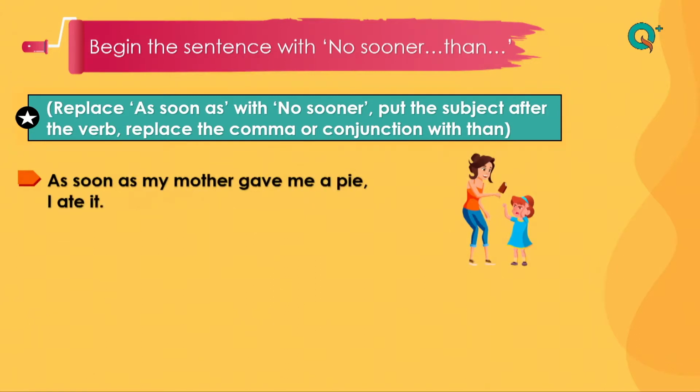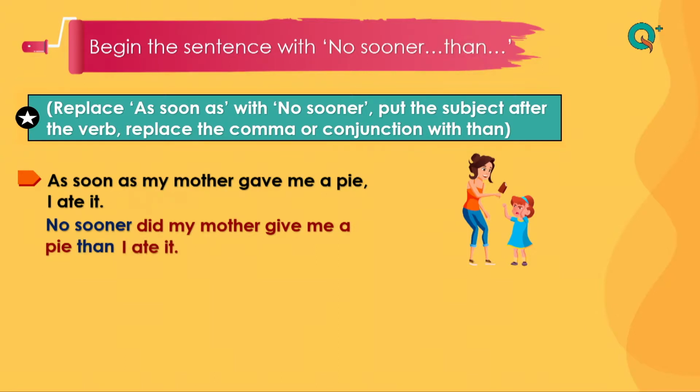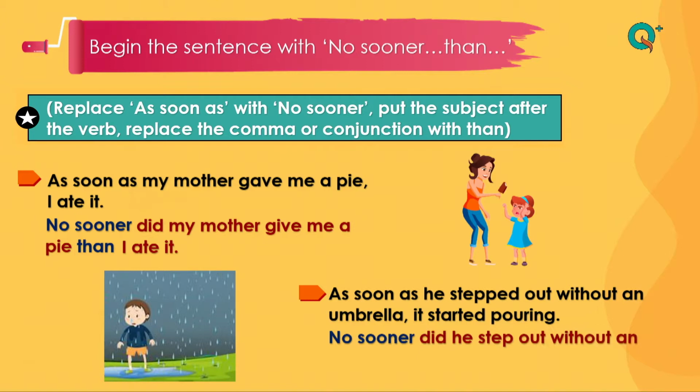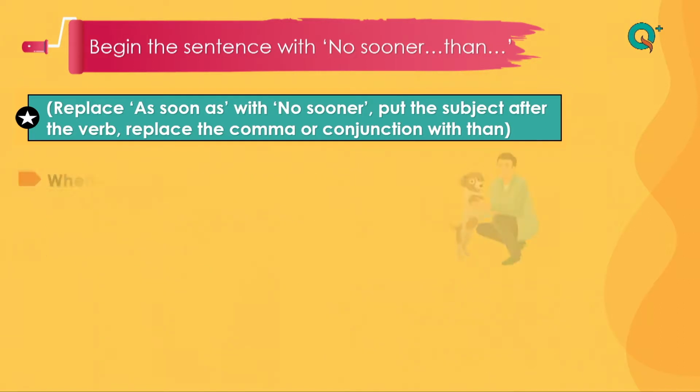As soon as my mother gave me a pie, I ate it. So we'll begin with no sooner. Did my mother give me a pie? So we added did. Then I ate it. As soon as he stepped out without an umbrella, it started pouring. So we'll begin with no sooner. Again, stepped is the only verb, we will add did. No sooner did he step out without an umbrella than it started pouring.